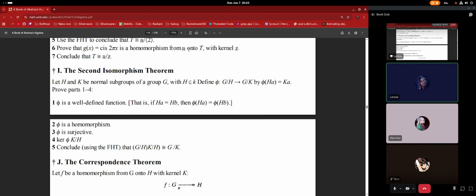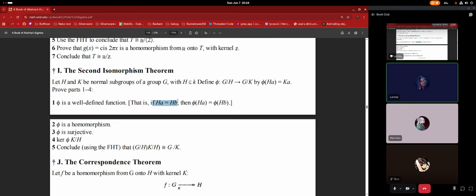Let H and K be normal subgroups of a group G, and there's a typo here because this K should be capital, with H containing K. Define phi as gH going to gK, a function that acts on cosets. Phi is a well-defined function. We have to prove that, right? So for the same input, it always goes to the same output.